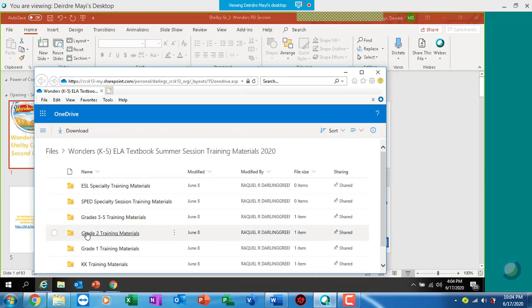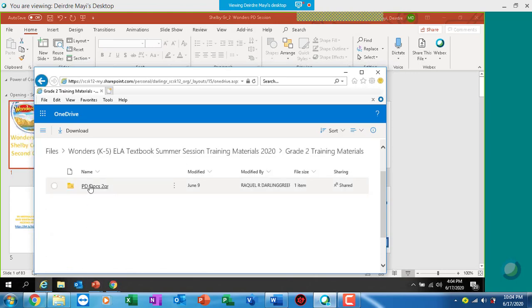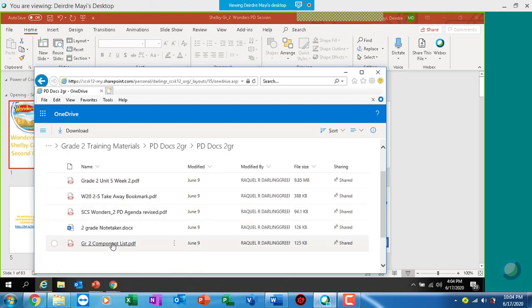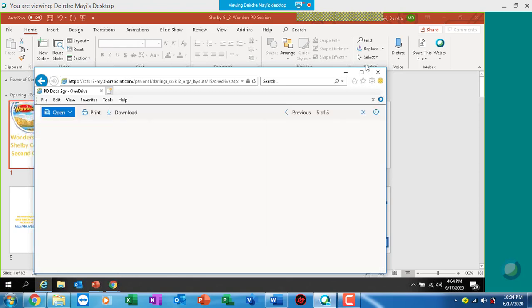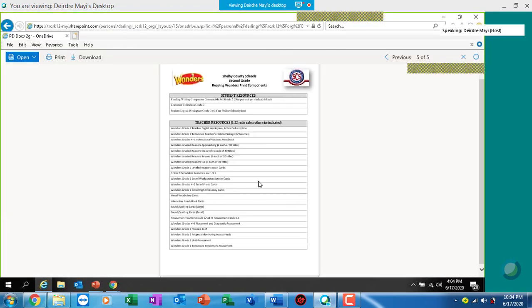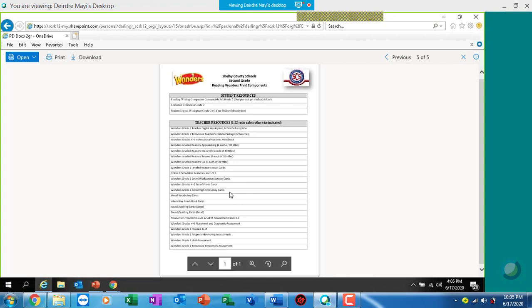Let's see here. I'm opening it up, and we're going to go to the component list. Let me just make this a little larger. So let's see. Yes, Wonders Grade 2 set of high frequency cards. So yes, those will be provided to you already printed out.